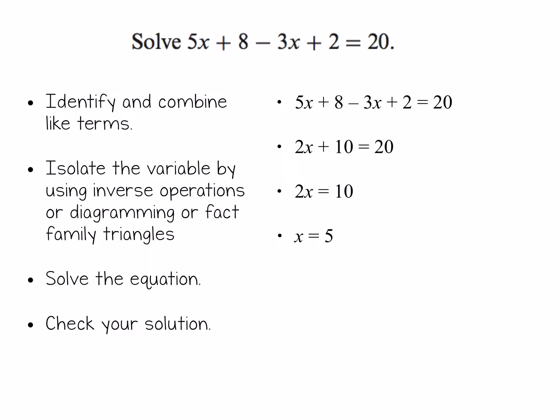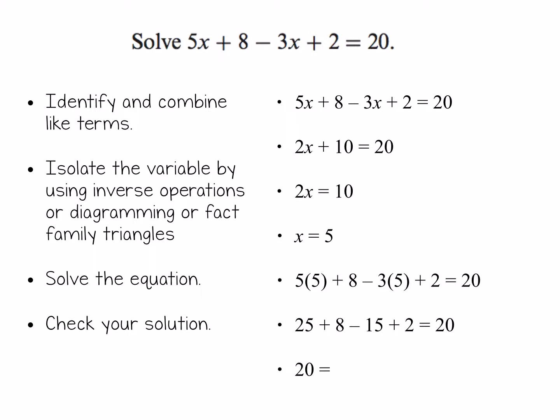But I'm going to check my solution by substituting it back into the original equation. And now I'm just going to look at my mathematics. 25 plus 8 is 33. Plus 2 is 35. Minus 15 is 20. So 20 equals 20, and my solution is correct.